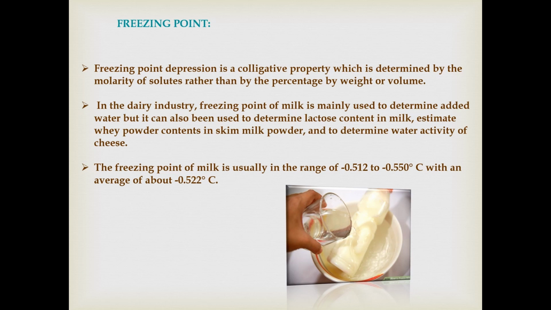In the dairy industry, freezing point of milk is mainly used to determine the added water, and also it determines the lactose content in milk, measures the whey powder content in skim milk powder, and also determines the water activity of cheese. The freezing point of milk is usually in the range of minus 0.512 to minus 0.550 degrees Celsius.